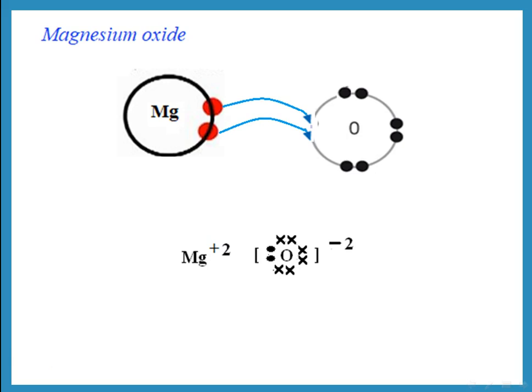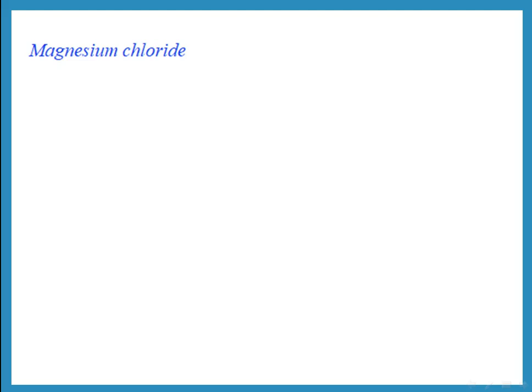When we're talking about magnesium oxide, magnesium has 2 electrons in its outermost shell. It needs to lose them. Oxygen has 6. It needs the 2 electrons from the magnesium, and that means that the oxygen ends up with 6 electrons in its valence shell plus the 2 that it took from the magnesium. So it has an extra 2 negative charges, so 2 negatives or minus 2.